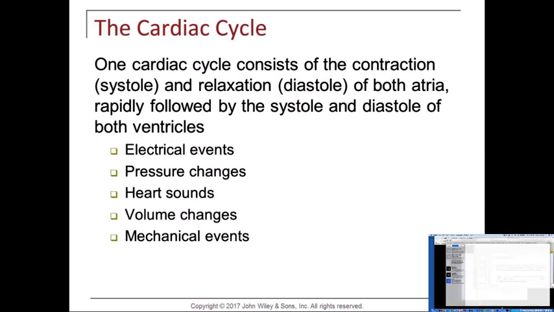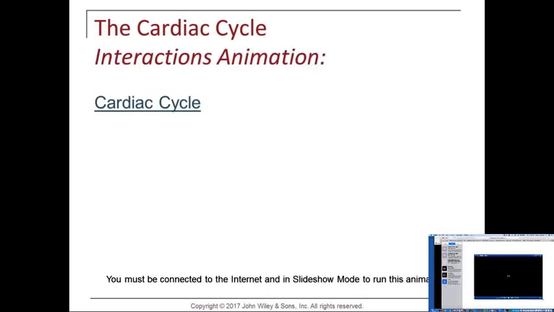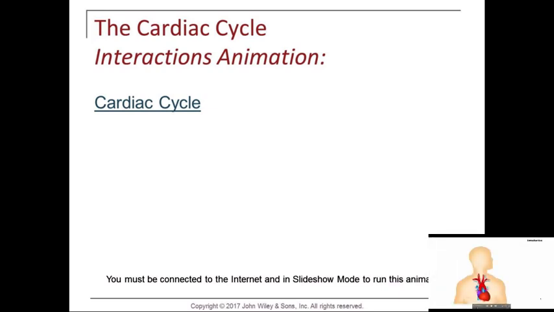Let's look at the cardiac cycle here. The heart beats about 100,000 times each day. One heartbeat consists of a cycle of events that lasts about 0.8 of a second. Each cycle includes the contraction and relaxation of both the atria and the ventricles.